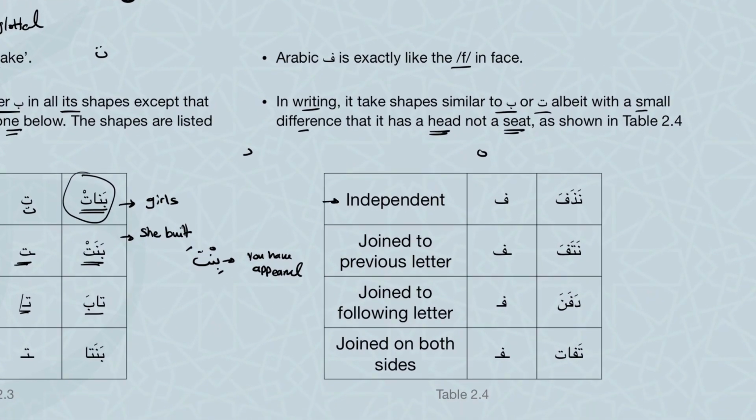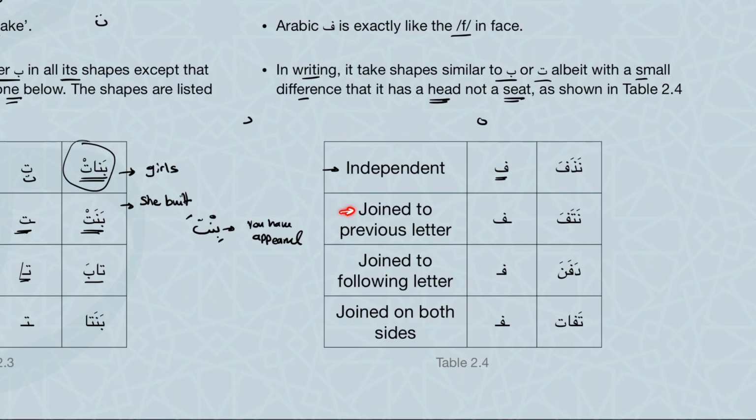The independent form is fa, and we would read this as nadafa, nadafa. Sometimes I'm making the vowels longer or shorter, but it's for the sake of being clear. I kind of stress some vowels more than others, just to help you see how the letter is pronounced. And we can see it joined to a previous letter.